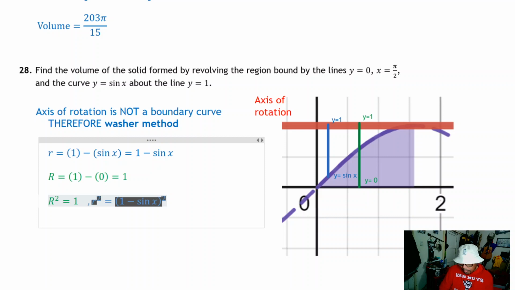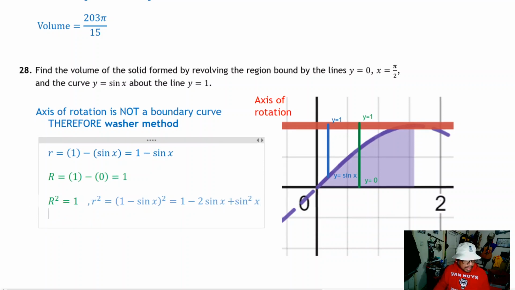And like before, I think it's probably a good idea to expand that. So let's expand that. 1 squared is 1. 1 times negative sine x is negative sine x, and there are 2 of them, so that's minus 2 sine x. And then sine x squared is sine squared x, so that's plus sine squared x. And that is our smaller radius squared.